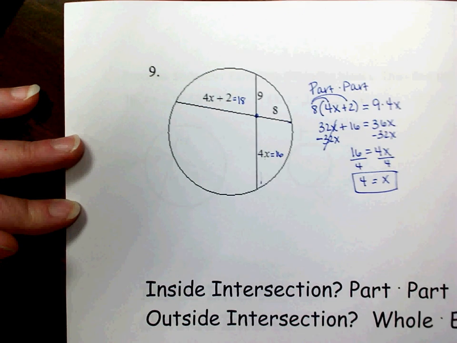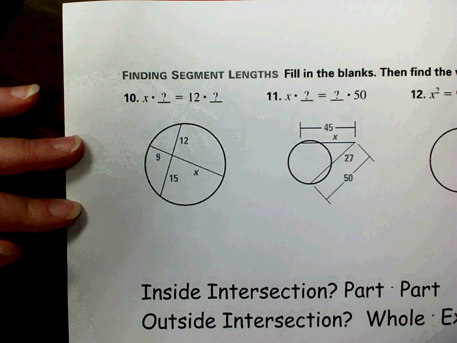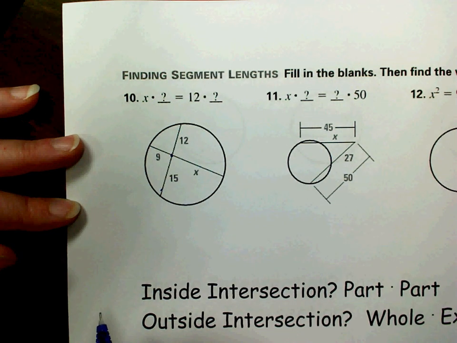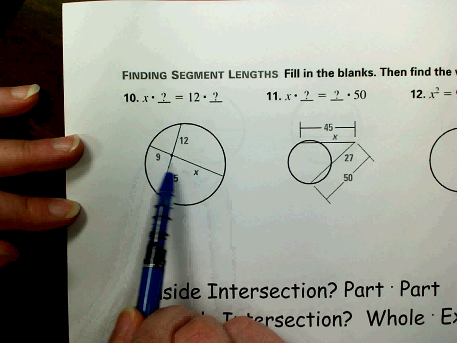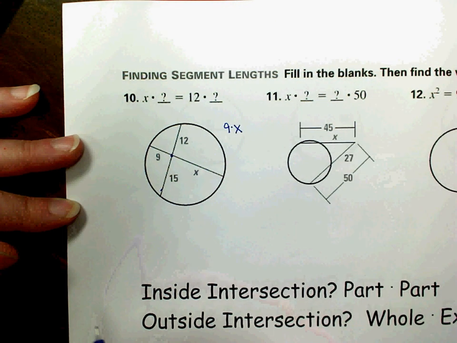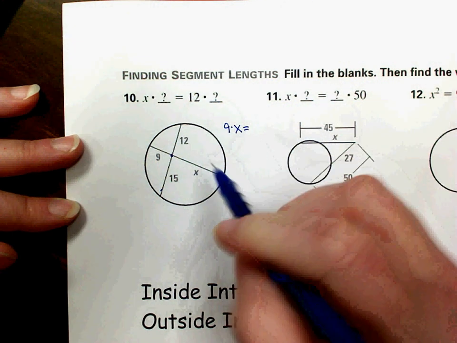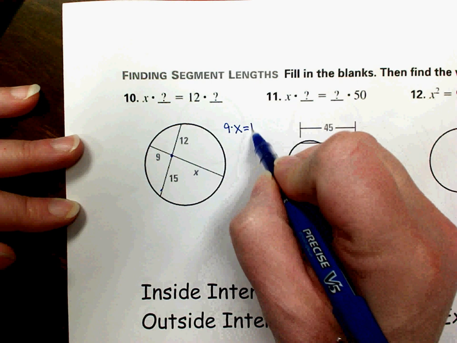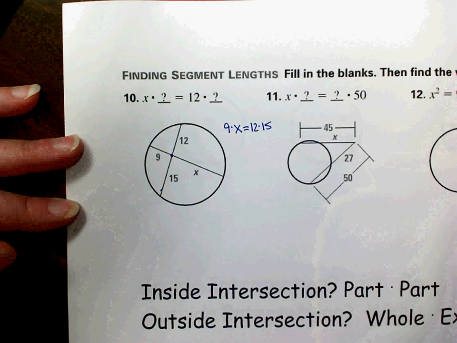The next problem that has an inside intersection is number 10. These chords intersect inside the circle. So the parts of this chord are 9 and x. So part times part would be 9 times x. On the other segment, the chord's parts are 12 and 15. So you'd have part times part being 12 times 15.